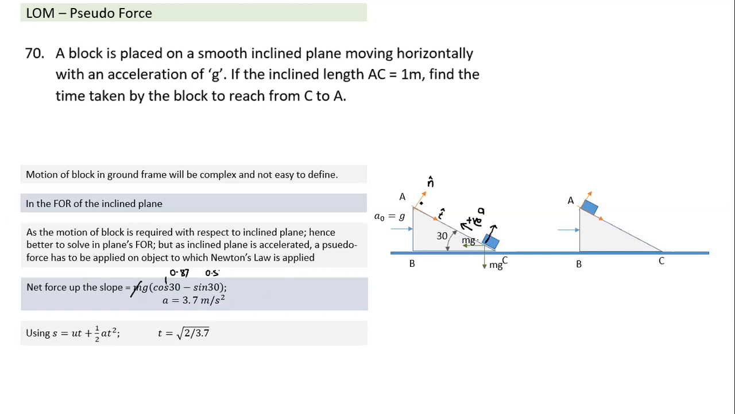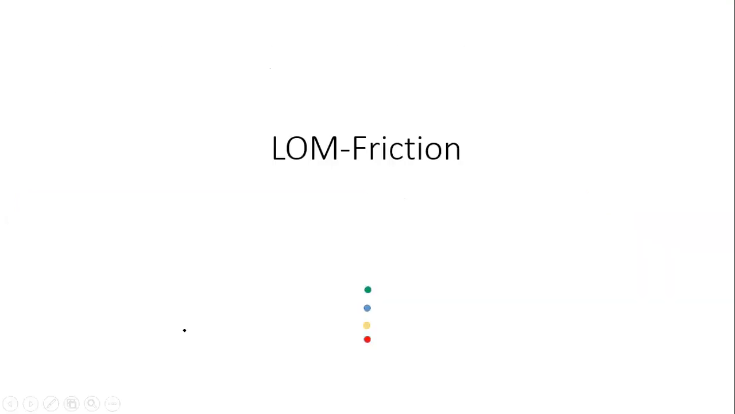So what is the time it will take, using this equation of motion? Time taken, s is equal to 1 meter. So s is equal to 1 by 2 a t square. We find t is equal to the square root of 2 divided by 3.7. That will be the answer.